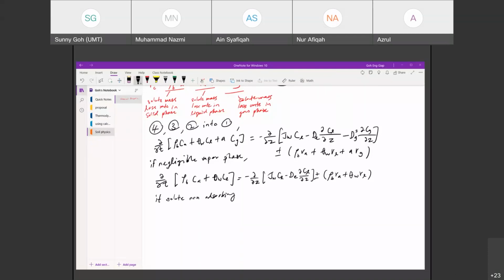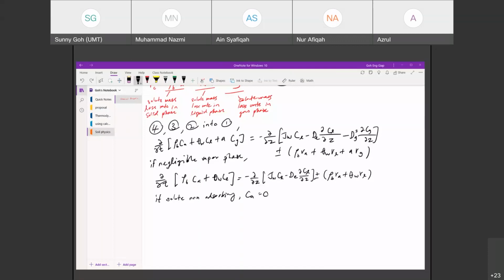All right, so what does it mean? Non-absorbing basically means the solute does not attach to the soil. It does not attach to the solid phase. So it means Ca is 0, because Ca is actually the solid phase.